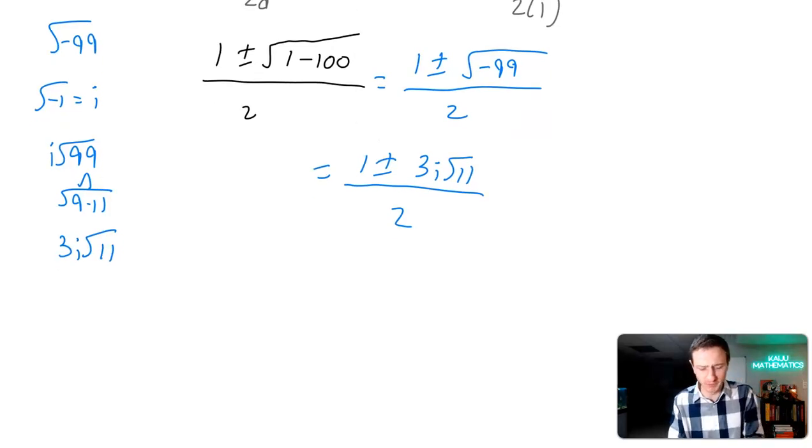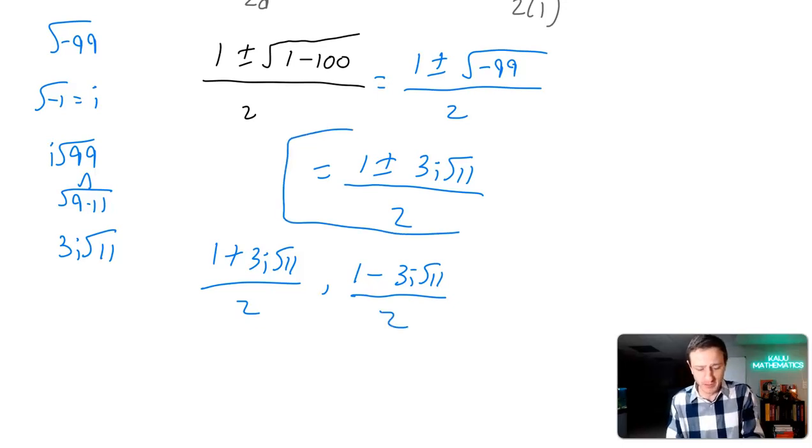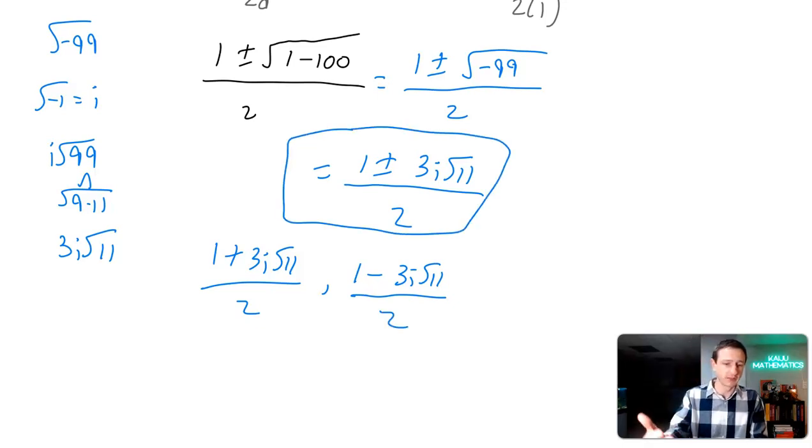And you can write this as two different statements. You could say 1 plus 3i root 11 all over 2, or 1 minus 3i root 11 all over 2. I would just leave it as this. If I was asking a class to do this question on an exam or something, I would just have them leave it like that. I wouldn't need to see the two separate solutions. Now there are times where you need to see that information and it might help you out. But here, I think we're okay with just calling it that.